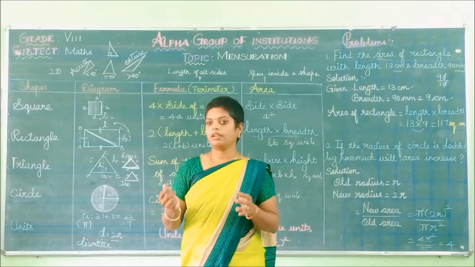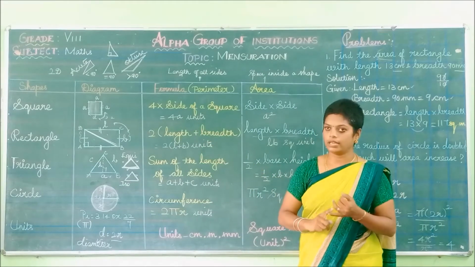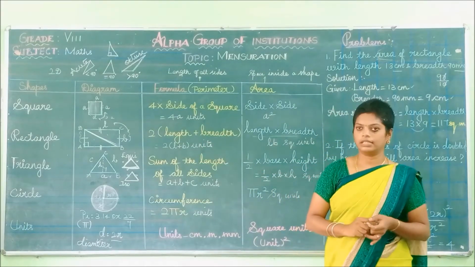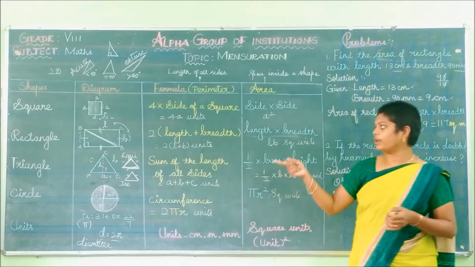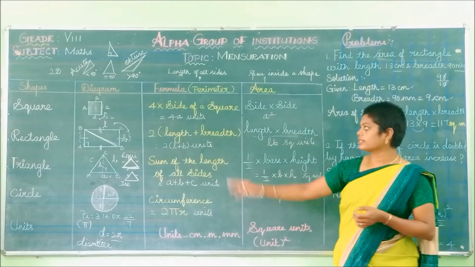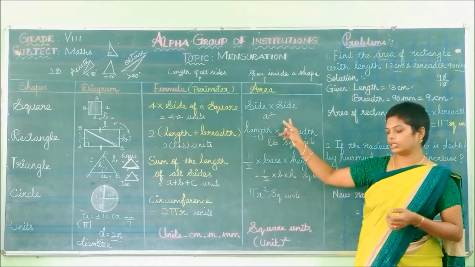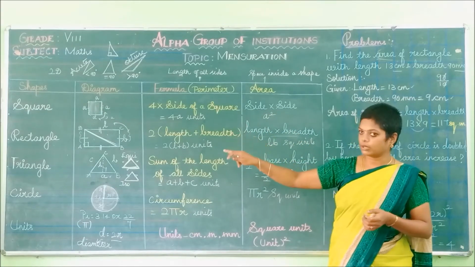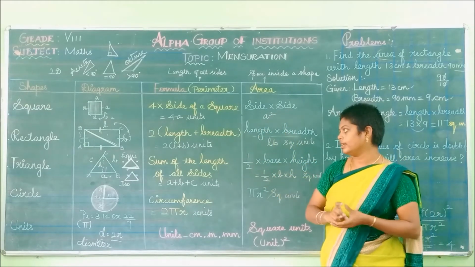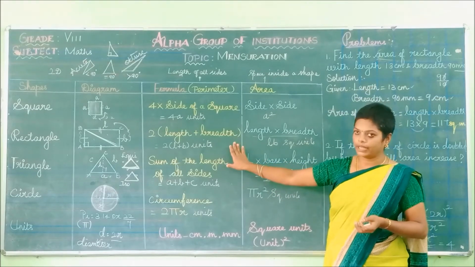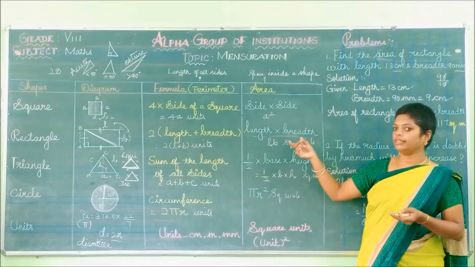So listen once again, what are the things we learned here? We saw square, rectangle, triangle, circle. So listen to the formulas. What is square? The perimeter of the square is 4 into side of the square. What is area? Side into side is called area. For rectangle, perimeter is 2 times of length plus breadth, and area is length into breadth.